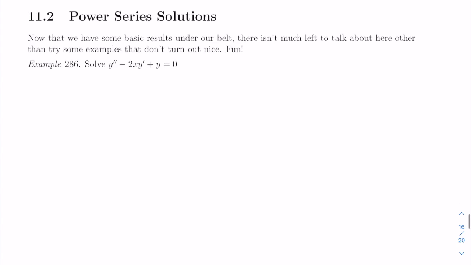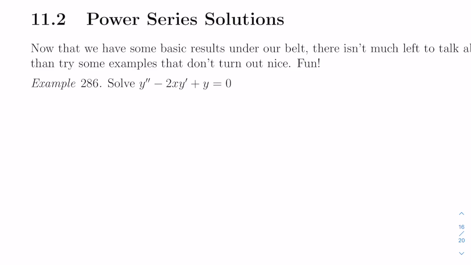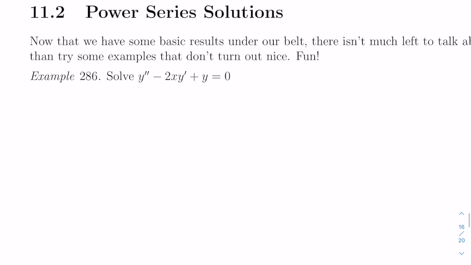So here we have an example that is y double prime minus 2x y prime plus y equals 0. Again, let's recognize that this is not one of the ones that we know how to do, and so this is new to us, okay? And here's one that we can solve using power series, or we can get an approximation using power series. So let's find some power series solutions to this thing, okay?